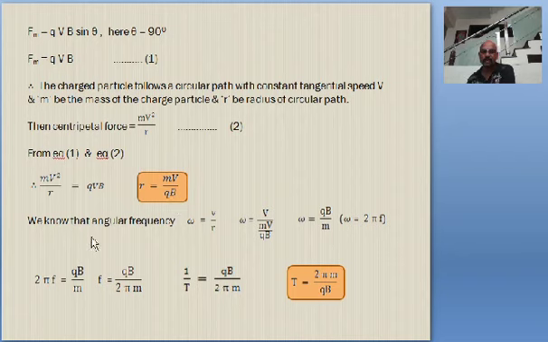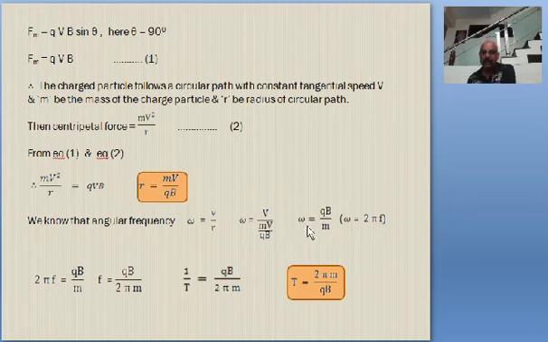And we also know that angular frequency omega is equal to v by r. So v is the velocity, r is the radius. Radius is nothing but mv divided by qB. Therefore v and v cancel, and qB goes to the numerator. Therefore omega is equal to qB divided by m.